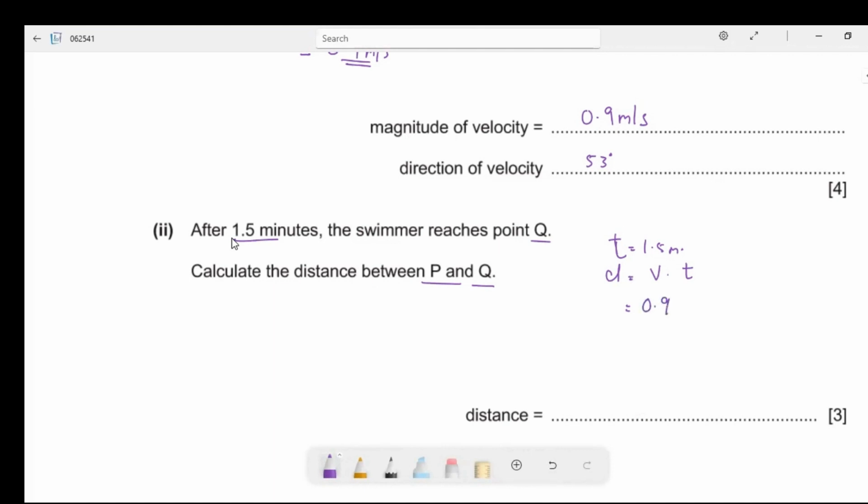So after 1.5 minutes, he is reaching Q. What is the distance we need to find? Speed into time of 1.5 minutes. We need to convert it to seconds because our speed is in meters per second. So 1.5 into 60, we just multiply it. We will get the answer 81 meter. Distance is 81 meter.